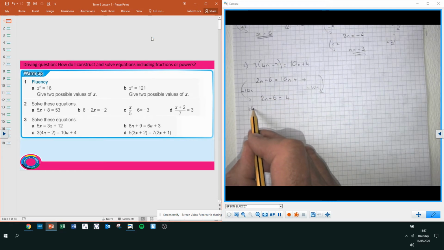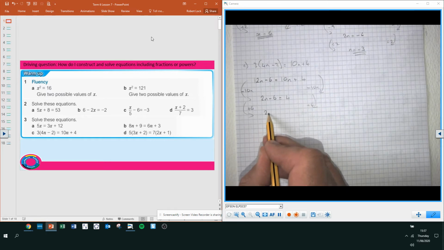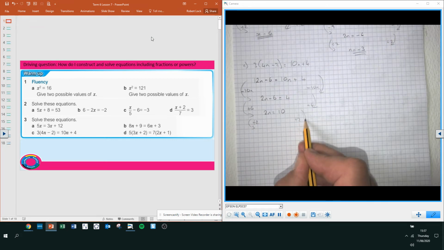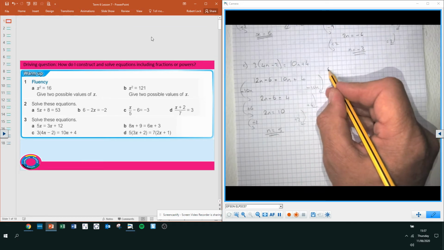Add 6 to both sides to get rid of the minus 6. 2n equals 10. Divide both sides by 2 to find what n will be on its own. n equals 5. D.